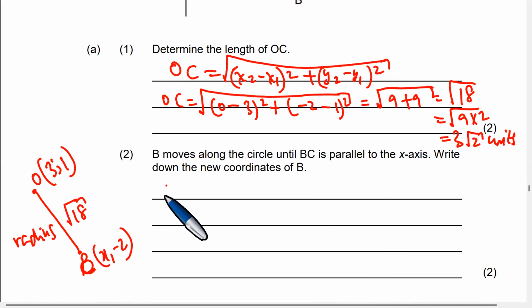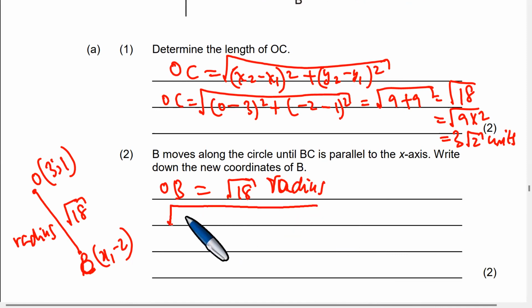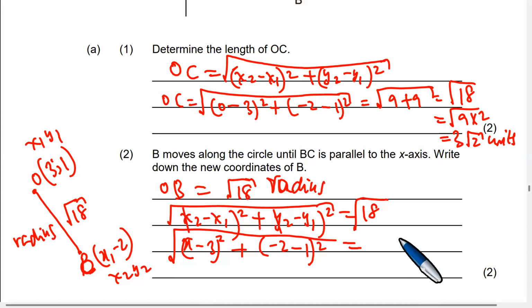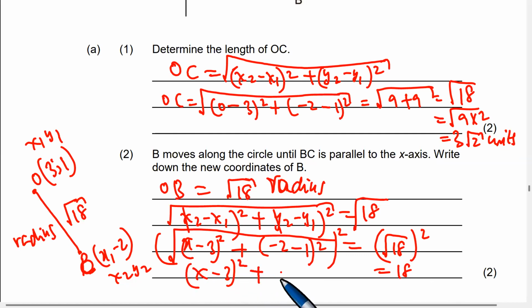But otherwise, you can use the distance formula and say OB is the square root of 18 units because it is the radius. So this is x1, y1. This is x2, y2. x2 minus x1 squared plus y2 minus y1 squared. So x1 is 3, you square this, plus y2 is minus 2, y1 is 1, you square this, then you put a square root. So x minus 3, and this one is going to give 9.